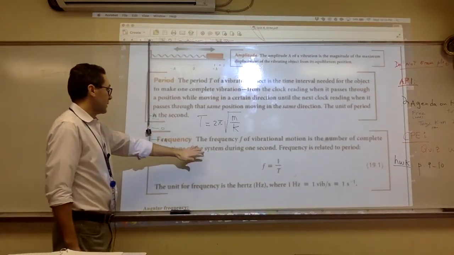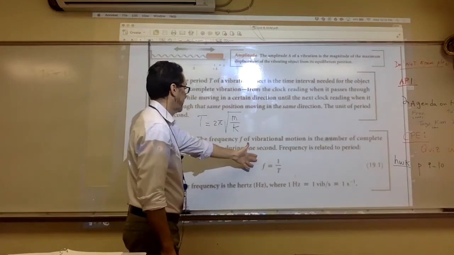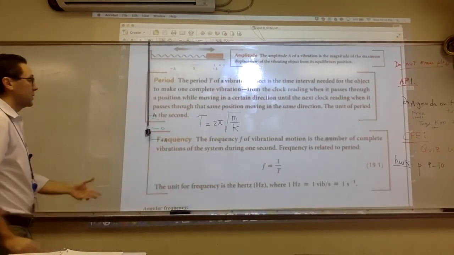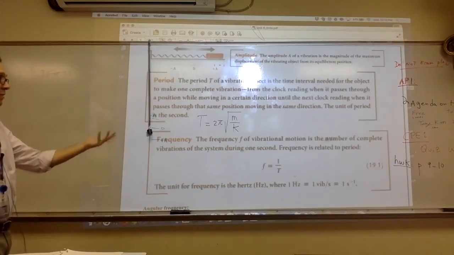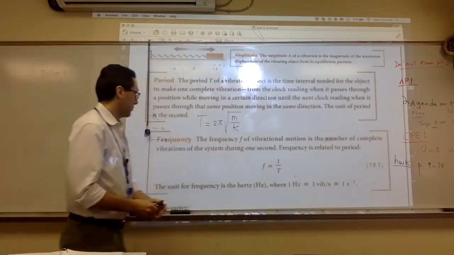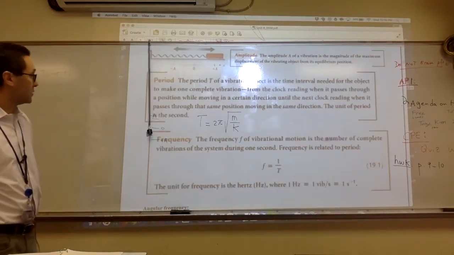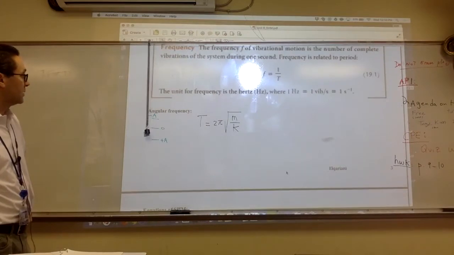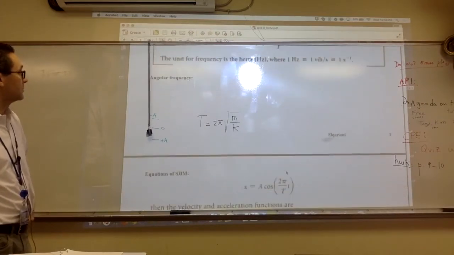Okay. The period is how long it takes to do one cycle or one vibration. The frequency is basically how many vibrations you do per second. So it's just the reciprocal of period. And the units for frequency is in hertz, and the period, as you can see, is in seconds.